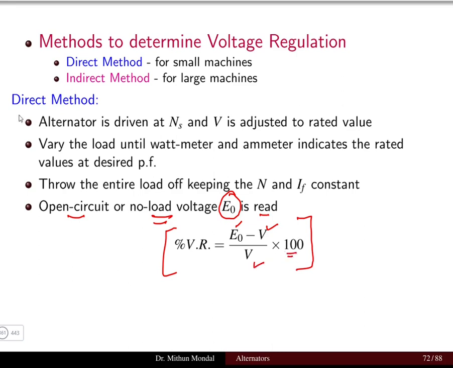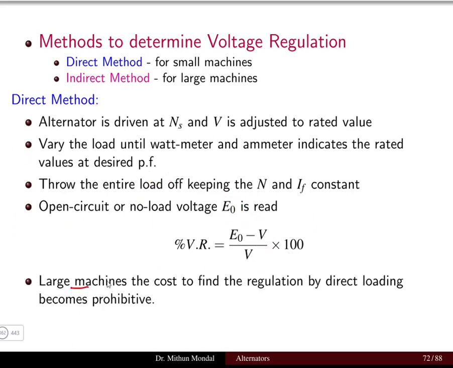So in the direct method we can see that first the machine is brought to the rated values, and then suddenly the load is taken off and the reading of the no load voltage is taken. This voltage V is already given in the nameplate rating of the machine. So this is the direct method, which is done for small machines.